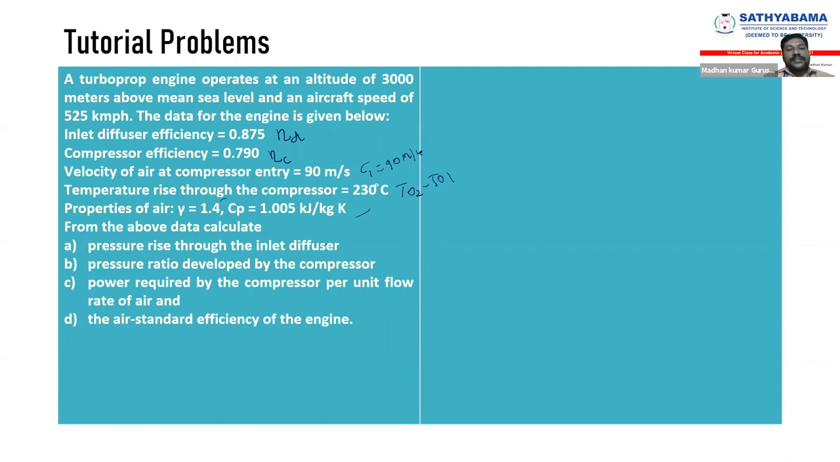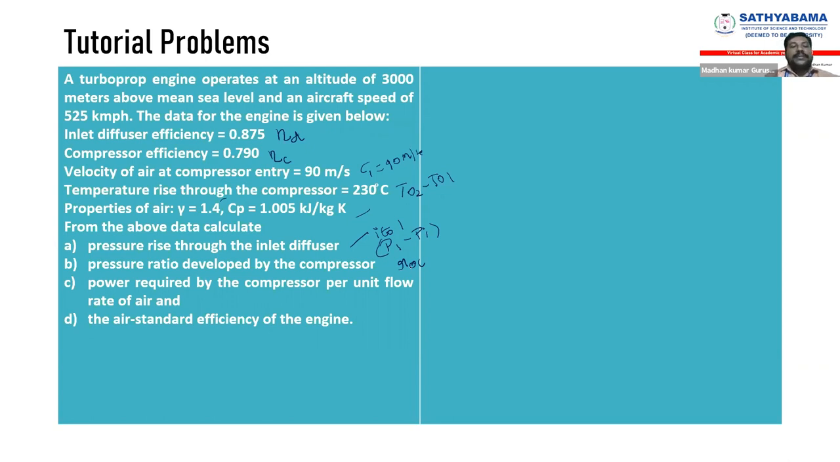What we have to find is the pressure rise through the inlet diffuser, right? The diffuser stage, from the diagram, is a to 1 in the Joule Brayton cycle. So what is your pressure rise now? P1 minus Pa. And then the pressure ratio developed by the compressor, which is rpc. You have to find rpc.